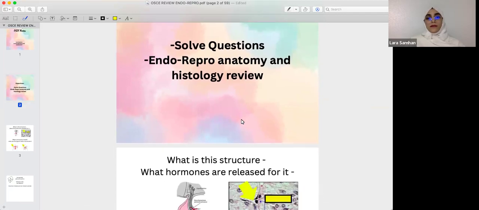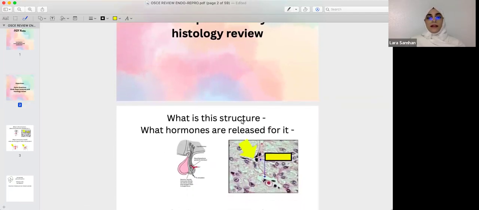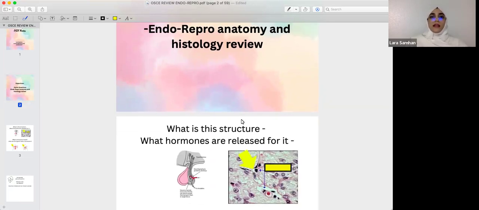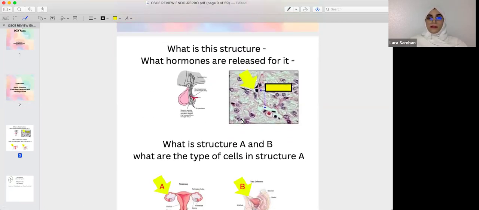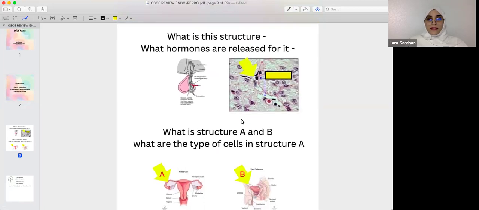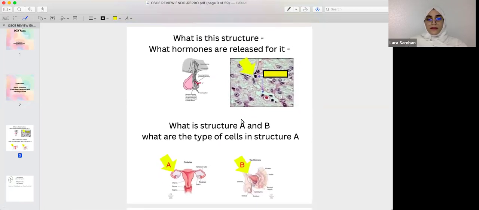We're going to start off with the questions, to get an idea of how the endocrine OSCE generally comes, and then we can go through the histology and the anatomy one by one. So let's start off with our very first question. Let's make this session interactive: you can answer in the chat box, and I'm going to tell you if the answer is correct or not, and we're going to discuss it all together.